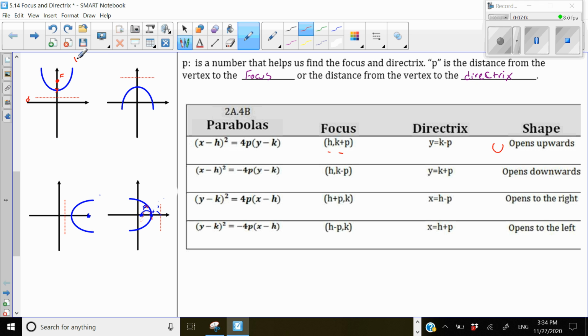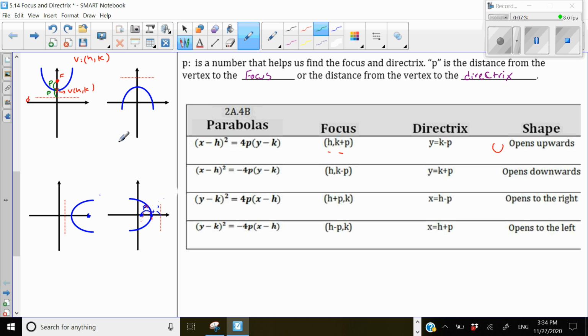And we know that the vertex can be shown by h and k. We call the x and y value of the vertex h and k. So this is my vertex, which is h and k. Also, I know that the distance between focus and vertex is called P. The distance between vertex and the directrix is also P.